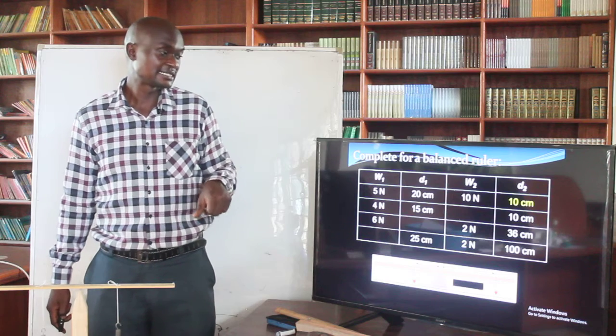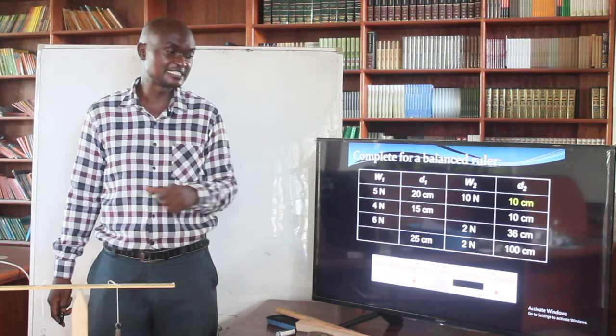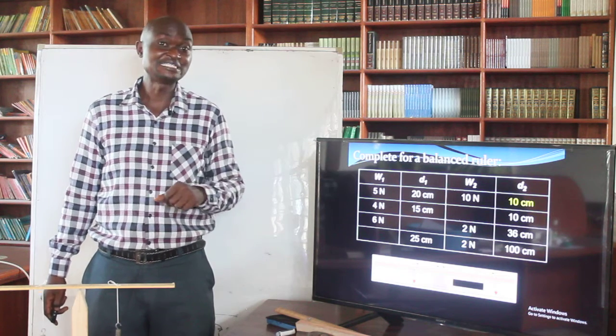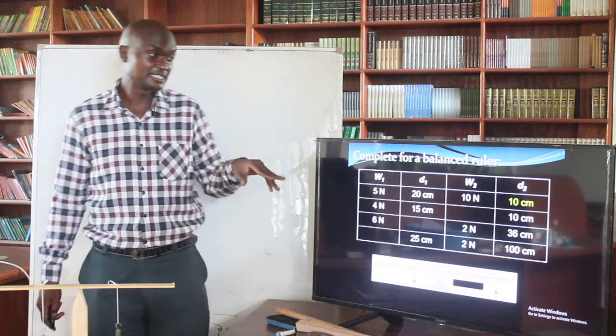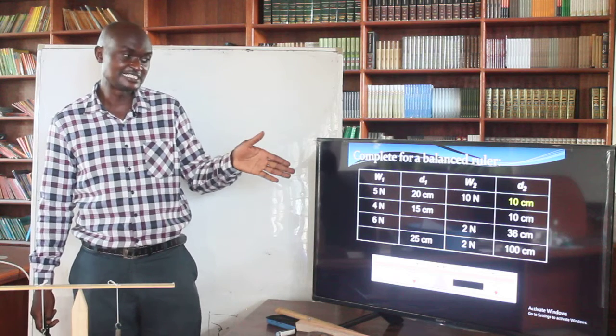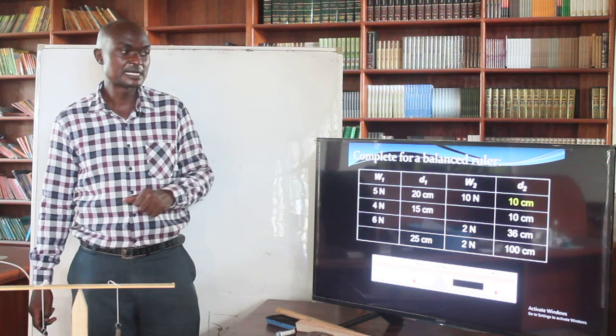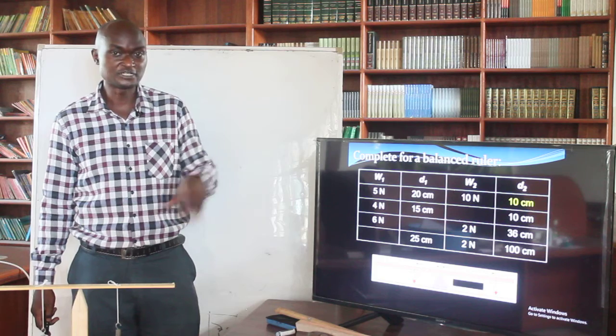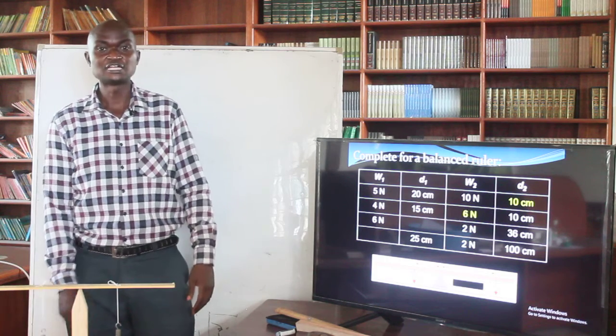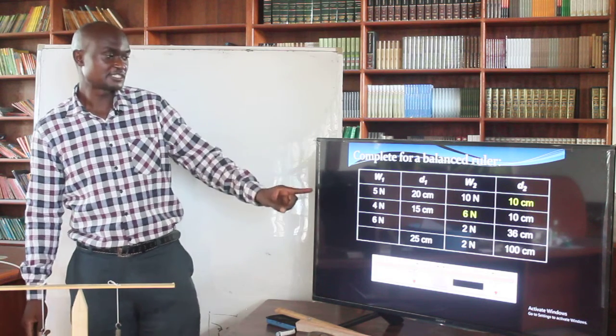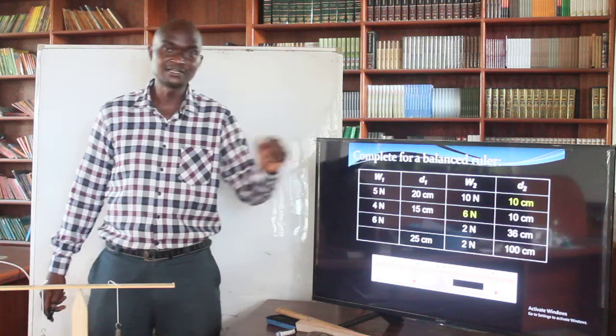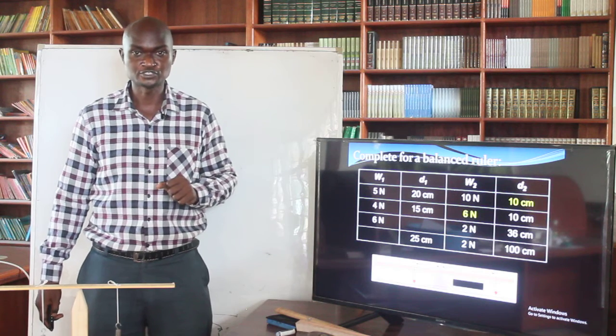In the second case, we multiply 4 newtons by 15 centimeters, then divide by 10 centimeters. You don't need to change the units here because the answers are in centimeters for distance and N for newtons, so the centimeters cancel out. That should be 6. 4 times 15 is 60, divided by 10 should give us 6 newtons.